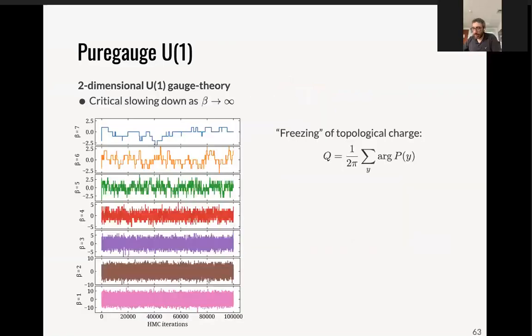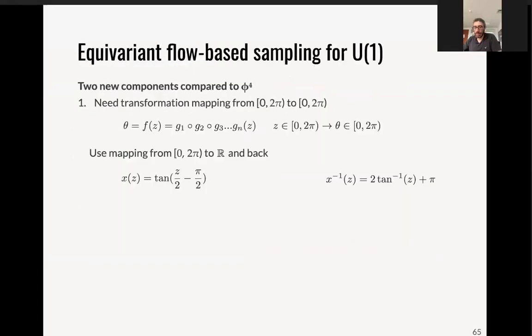And okay, this I already showed. Going down, what you would need to implement these flows for the U1 is 2 new components, right? First of all, you have angles that you need to sample, so you need a transformation that maps you from angles to angles. These neural networks will basically take as inputs numbers from minus infinity to infinity and give you numbers from minus infinity to infinity.